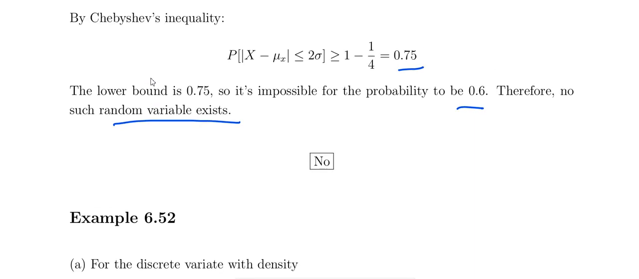So here k is 2. K is 2, in 1 minus 1 by k square. So from this k sigma, that is the k from this.